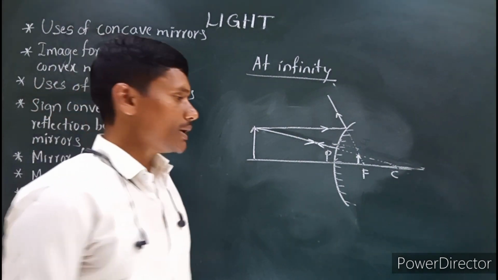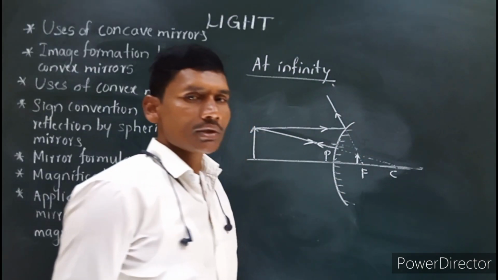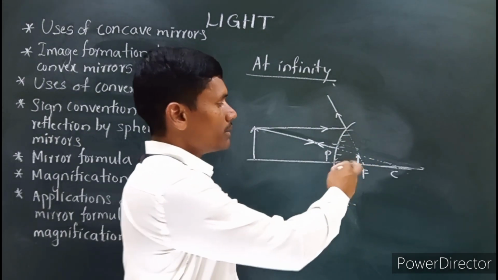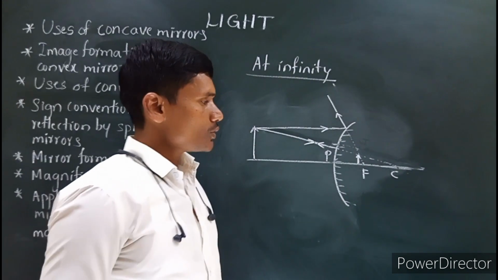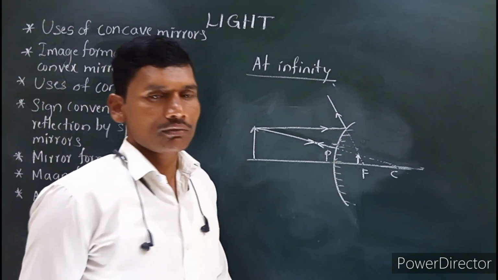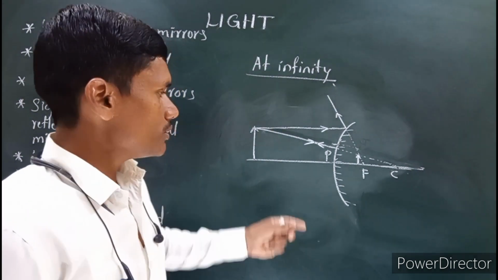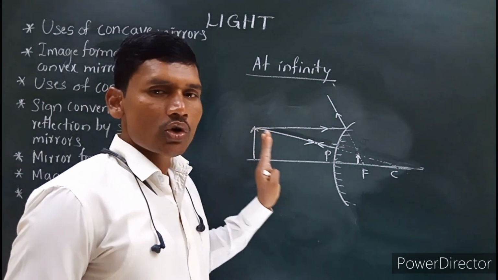And what is the nature of the image? Image is virtual and direct, and it is formed between P and F behind the mirror. It is behind the mirror between P and F. Next, what is the size? Size is just diminished. We can say it is just diminished size. So these are what? Image formation by what? Convex mirrors.